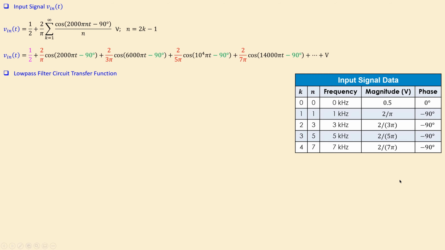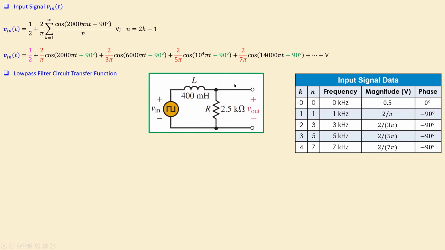So what is then the low-pass filter circuit transfer function? Because this will be applied to our RL circuit, which will of course be a low-pass filter that has some dynamics, and that will produce the output signal Vout we would like to determine in the time domain also. So this was the circuit we were given. It was a 400 millihenry and 2.5 kilo ohm RL circuit, a low-pass filter. We have applied this input signal to it, and we would like to know what the output is.